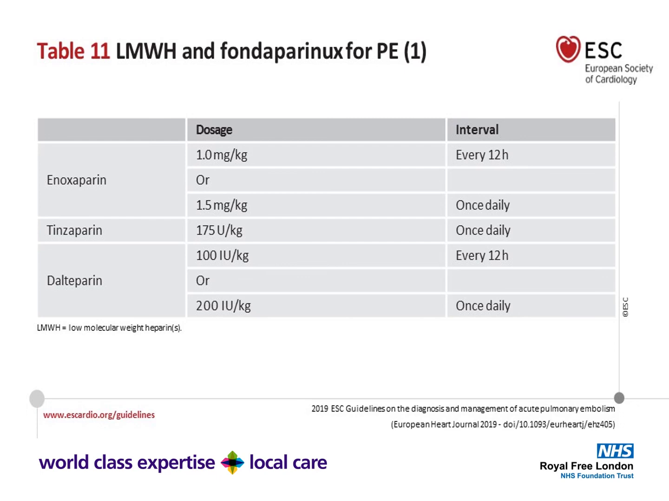So this is the treatment regime for PE. Most trusts will use one of the three on here, either enoxaparin, tinzaparin, or dalteparin, and you can see that this is primarily weight-based. So for example, enoxaparin, if the patient is 70 kilos, would be 70 milligrams every 12 hours. Tinzaparin would be 175 units per kilo once a day.